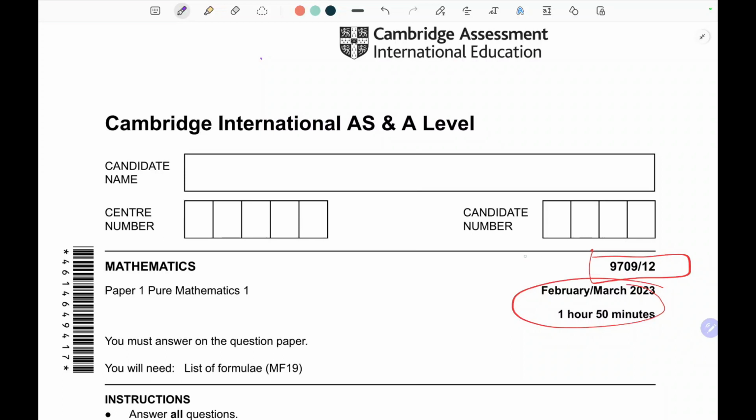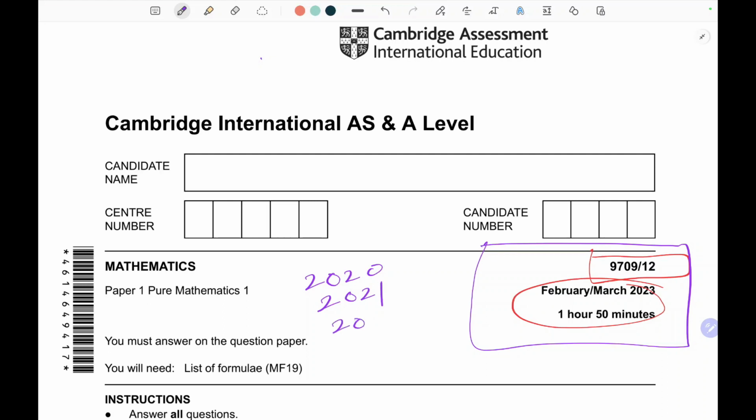So you can expect the May-June paper might be challenging. So better to practice the years 2020, 2021 and 2022, all variants. If you practice, then it is good for you.